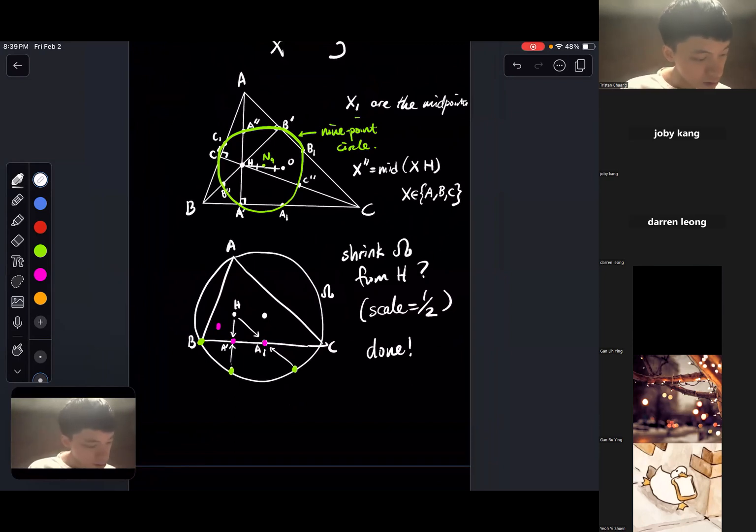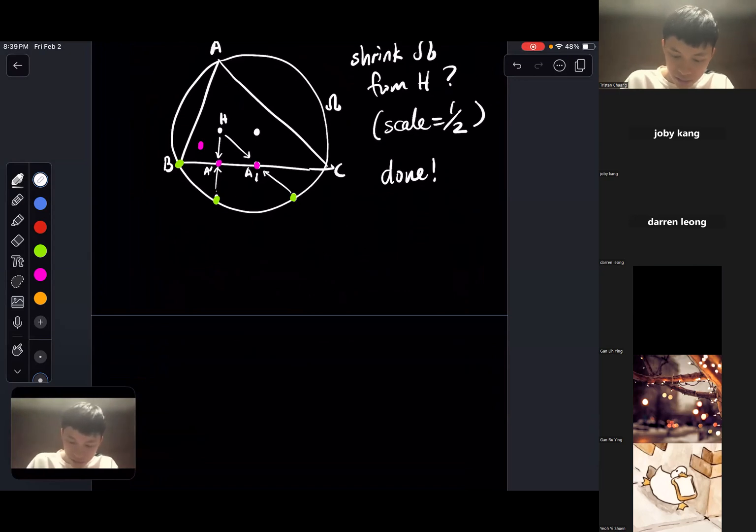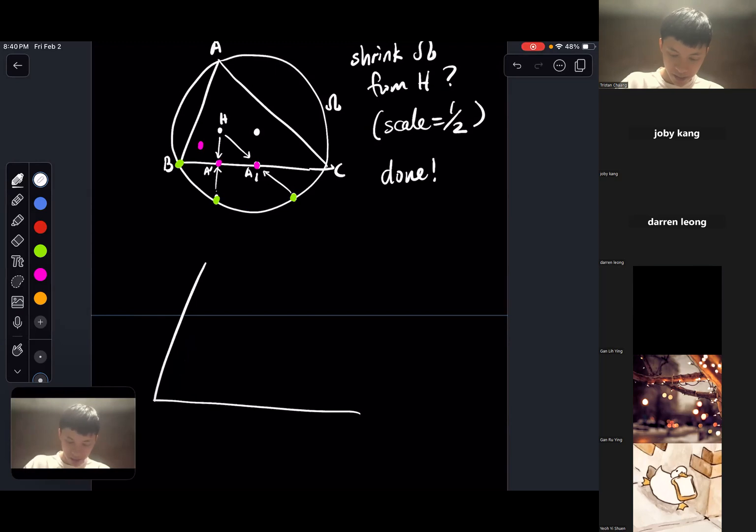Time is 8:39. Cool. So now we have three very nice relations. We have that H, N9, and O are collinear, right? They lie on this line, OH. Very nice. In fact, there are other centers that are also collinear, and they form what we call the Euler line. They are the orthocenter, the centroid, G, and also the circumcenter, O.